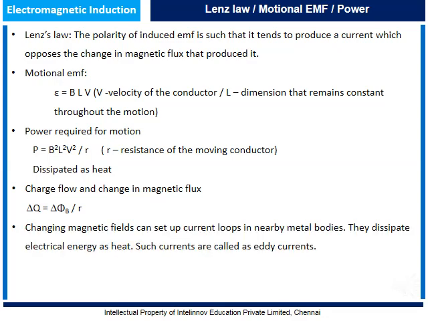Changing magnetic fields can set up current loops in nearby metal bodies. They dissipate electrical energy as heat. Such currents are called eddy currents.